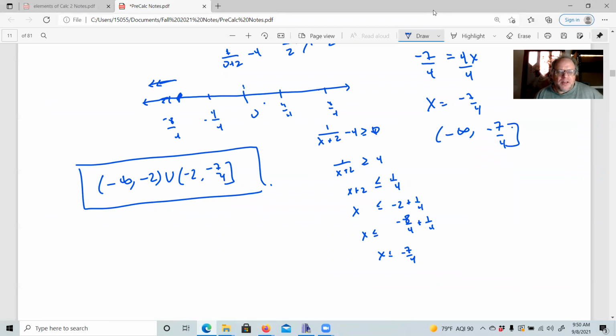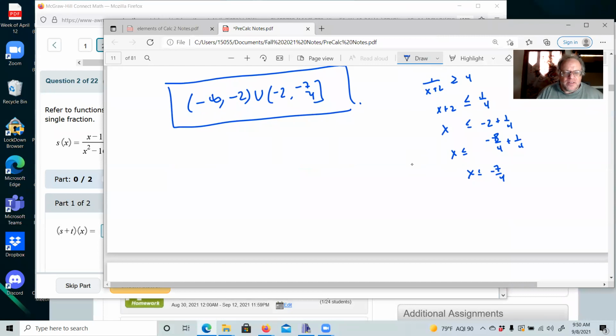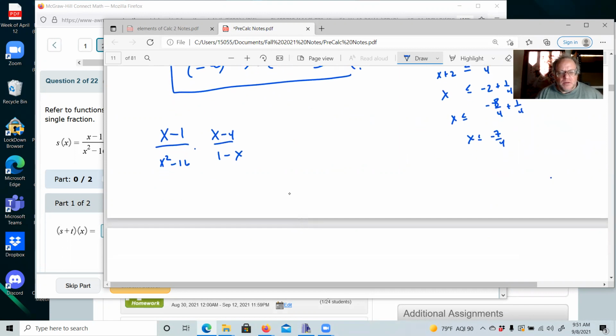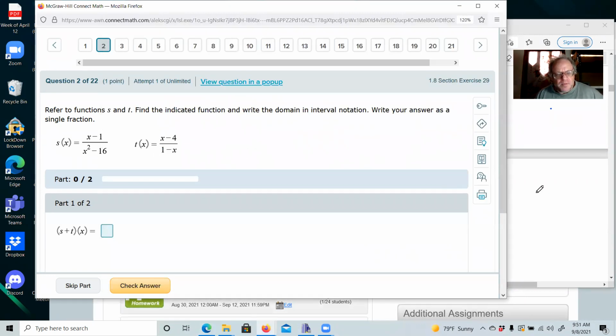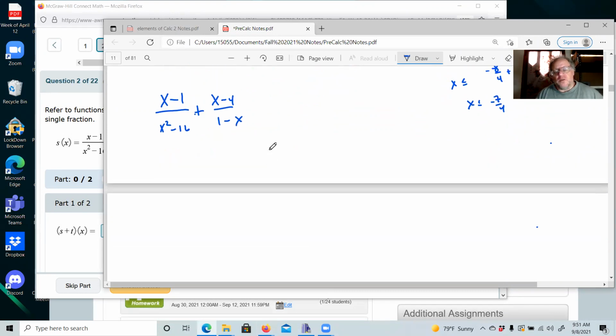So what are we looking at here? X minus 1 over x squared minus 16. So this is x minus 1 over x squared minus 16, and we have x minus 4 over 1 minus x. And what we're going to do is add. I remember why people have problems with this one. So we're going to add them. In order to add them, we're going to need to get common denominators, right?